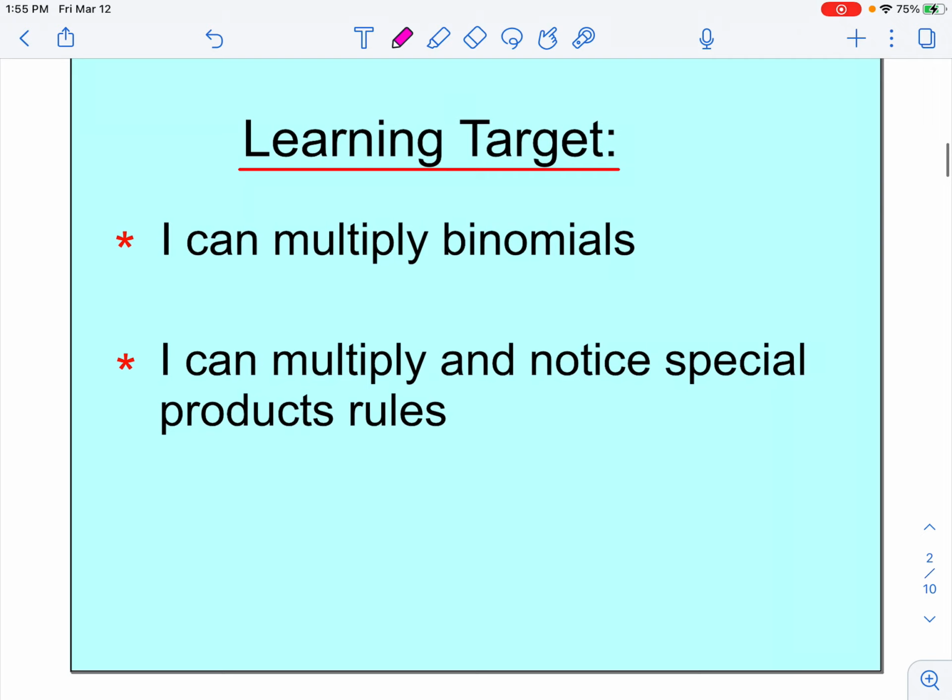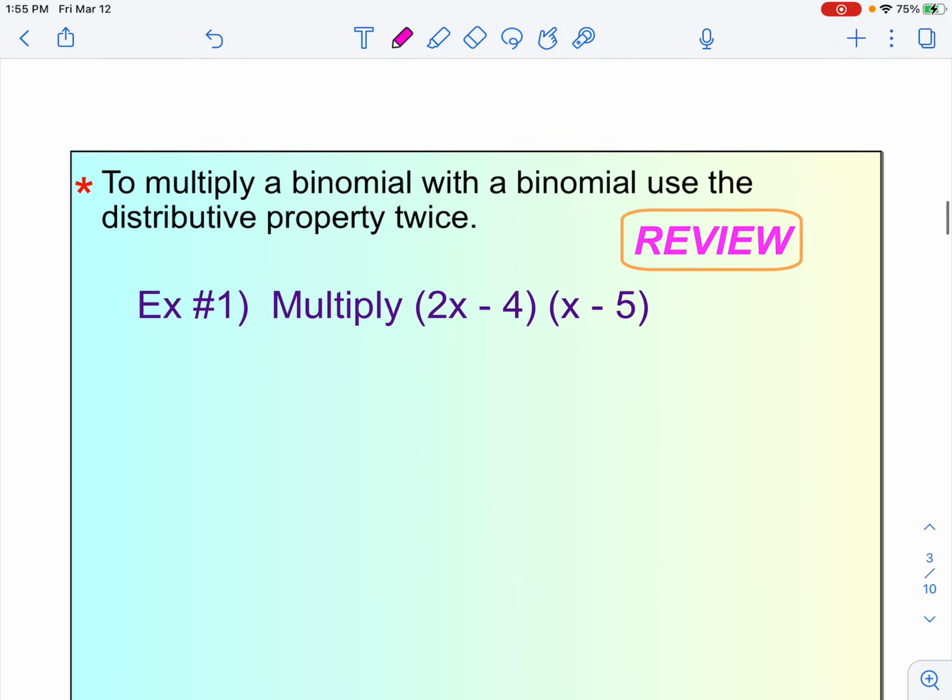Today we are going to work on some more multiplying of polynomials. We're going to multiply a binomial times a binomial, and we're also going to look at some special product rules. We're not necessarily going to memorize them, but just know what to expect when we see them.